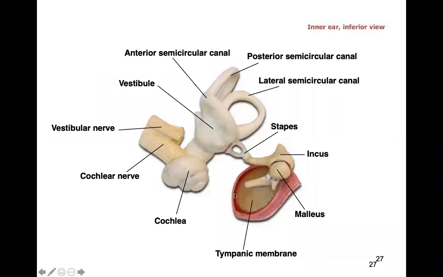When you take everything else out and you just show the structures, here's the tympanic membrane, the malleus, the incus, the stapes, oval window, the vestibule with the anterior canal, posterior canal, and the lateral canal. The snail structure is called a cochlea. Here's the cochlear nerve and the vestibular nerve combined together. It's the vestibulocochlear nerve, cranial nerve 8.